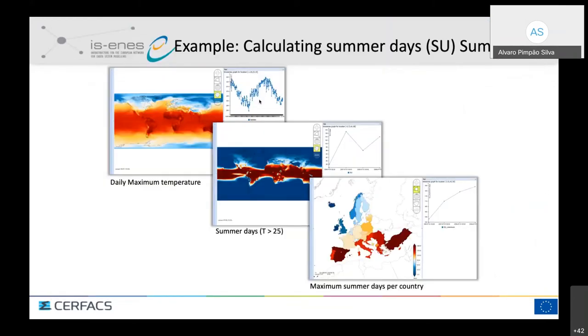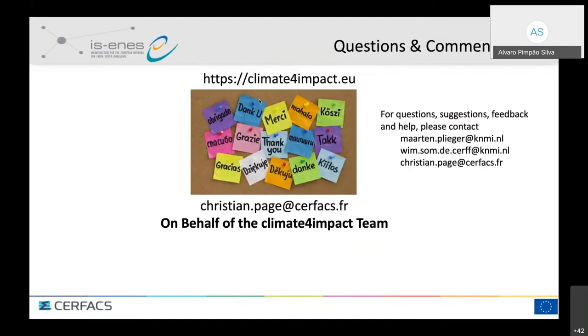To summarize, I had the daily maximum temperature shown in the first screenshot. Then I calculated the number of summer days, and then I used some polygons to calculate specific statistics inside those polygons to have the intended results. So this ends my presentation.